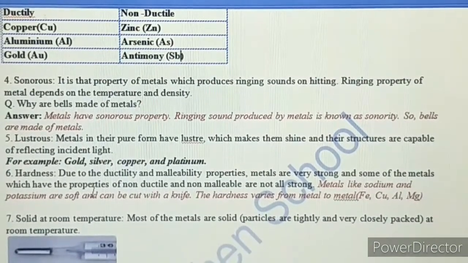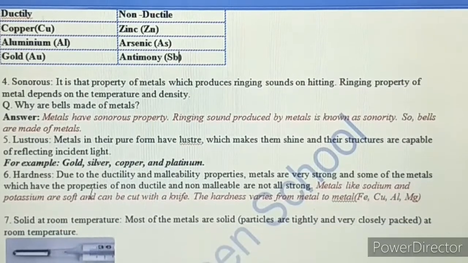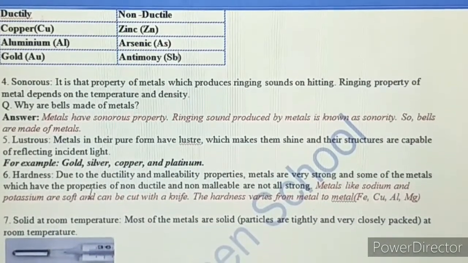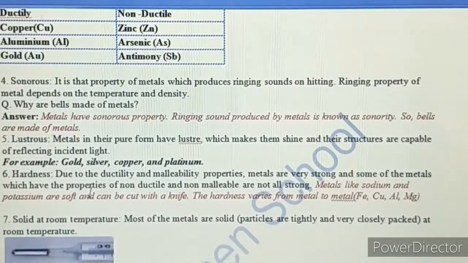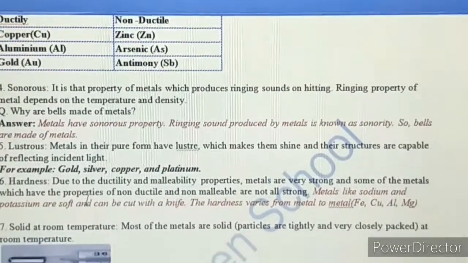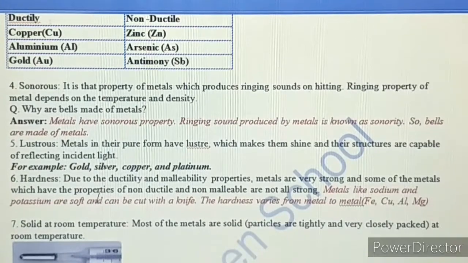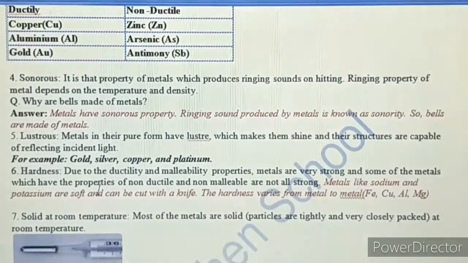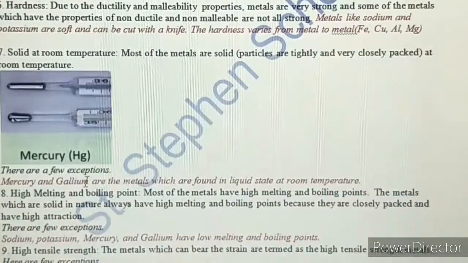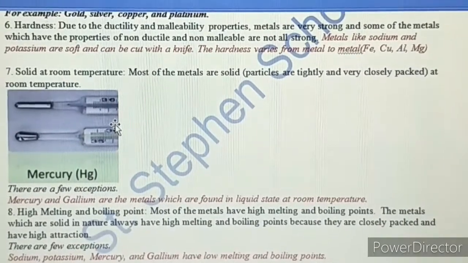The hardness varies from metal to metal, children. It's not that all metals are hard in the same way. The hardest metal is iron, then copper, then aluminium, then magnesium, like that. Now most of the metals are solid at room temperature, but mercury, which is present in a thermometer, is liquid at room temperature.